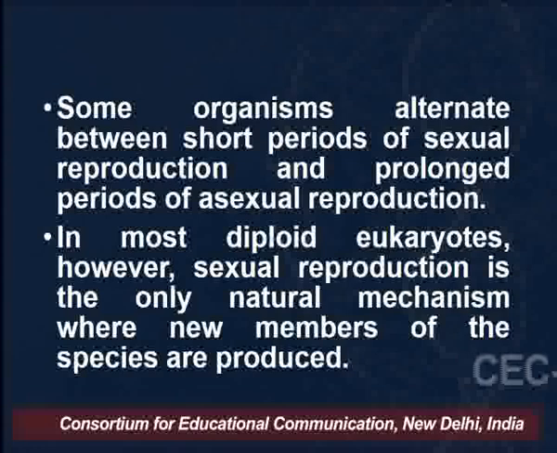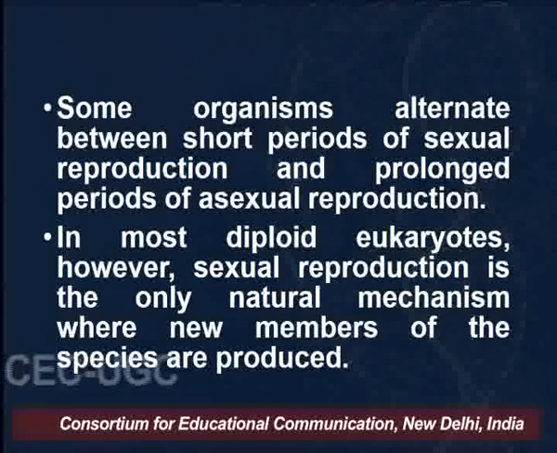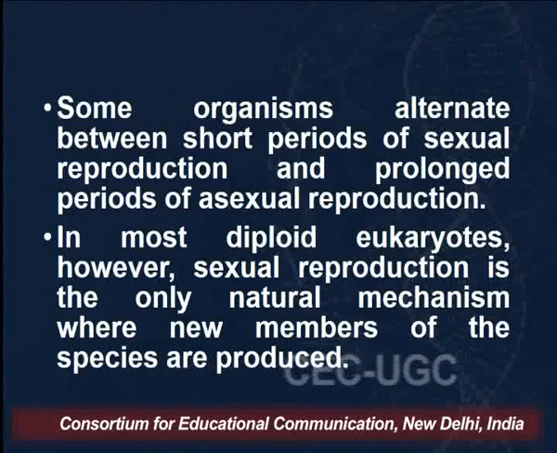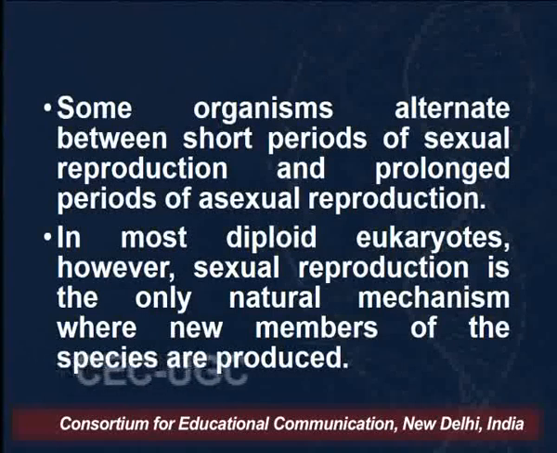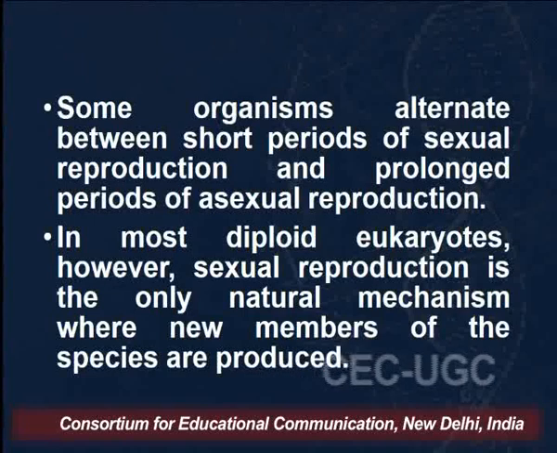There are so many bacteria which are only showing binary fission and some very lower forms. On the other hand, there are some organisms which will alternate between very short periods of sexual reproduction, and then they would have prolonged periods of asexual reproduction. But then, as a rule, we find that in diploid eukaryotes, sexual reproduction is perhaps the only natural mechanism where the members of the species are produced, although they may have from time to time asexual reproduction and vegetative propagation.